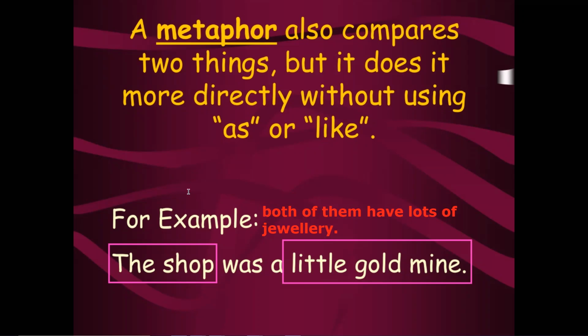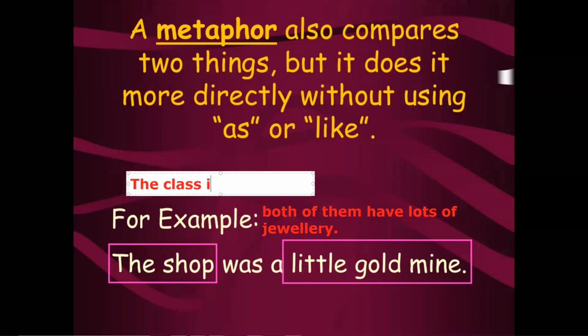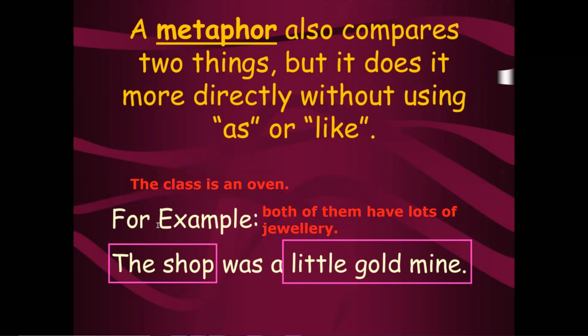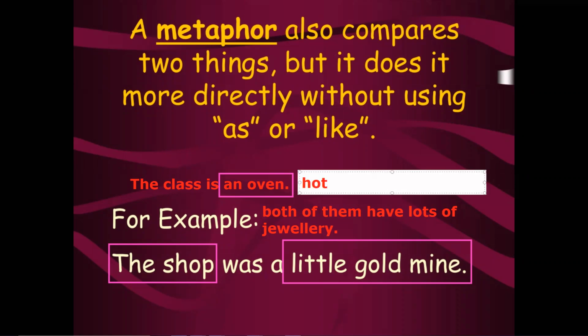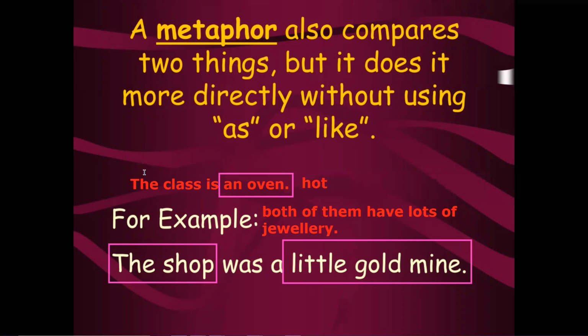Or, for example, when I say that the class, I usually use this, the class is an oven. I did not say the class is hot. But when I say oven, what's very well known about ovens is that they are so hot. So when I use oven, you know that a very known feature about the oven is that they're always hot. Then of course I mean that the class also is hot, that the weather is too hot in the class.